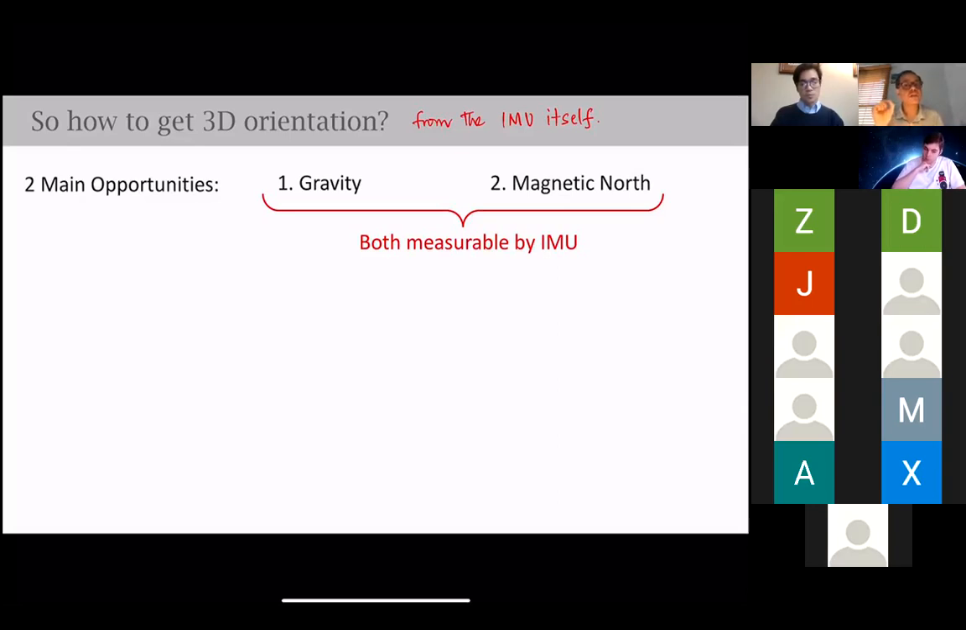So I do not know the three unknowns, but each of those measurements gives me two equations. So with those four equations, I can basically figure out the three unknowns by over-determining the system, and I will know the orientation of the device. Okay, this is the high-level idea.